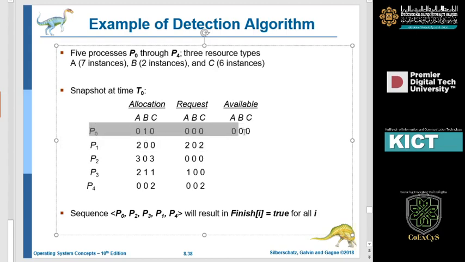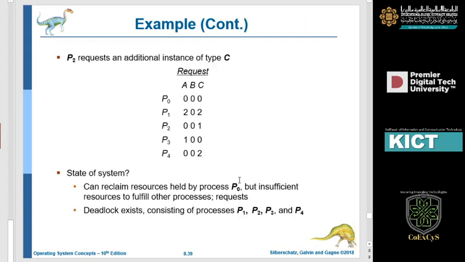Let's assume that P0 gets to run. If P0 gets to run, P0 would then release its allocation here, and now we would have 0, 1, 0. We can then allow P2 to run, then we have 3, 1, 3. And then here we can allow P3 to run, and then we can allow P1 to run and P4 to run eventually, which would result in all being true, all finished.